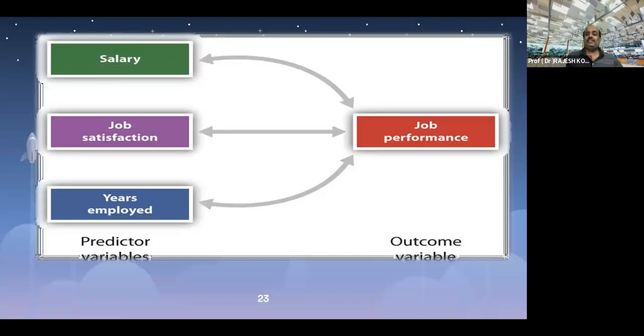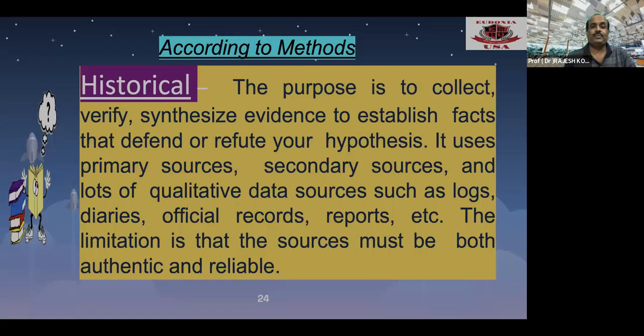For example, job performance has so many components, mainly salary. If more salary is there, is there any relationship between an enhanced salary status and job performance, satisfaction in job performance, years of employment? These are some of the variables which form job performance. So, any correlation: positive correlation, negative correlation, or no correlation.